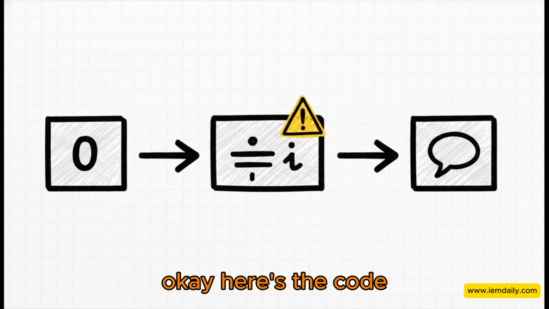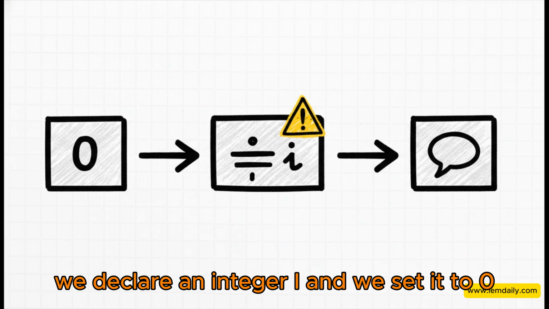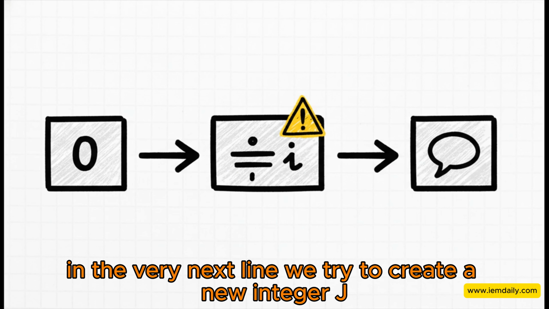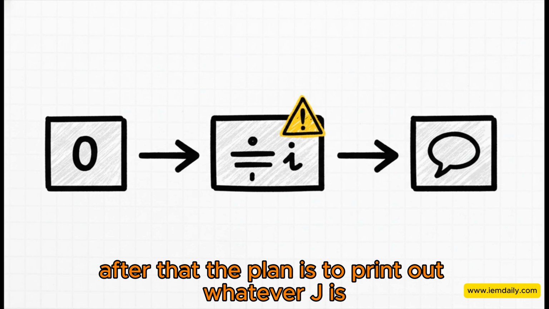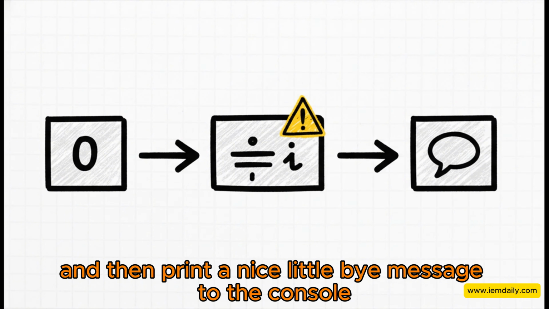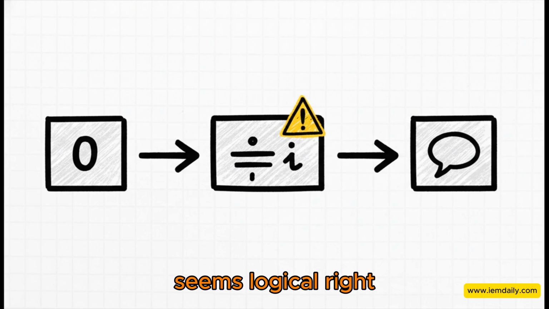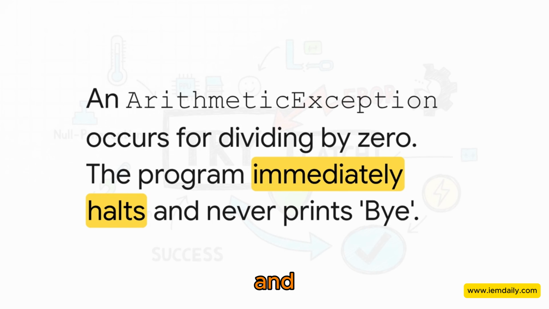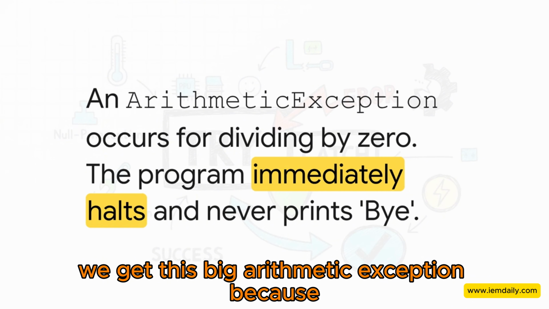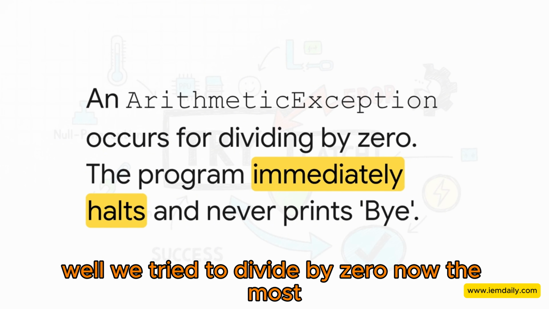Okay, here's the code. We declare an integer i, and we set it to 0. Simple enough. In the very next line, we try to create a new integer j by dividing 18 by our variable i. After that, the plan is to print out whatever j is, and then print a nice little bye message to the console. Seems logical, right? Well, let's see what actually happens when we hit run. And yep, it crashes. We get this big arithmetic exception because, well, we tried to divide by 0.